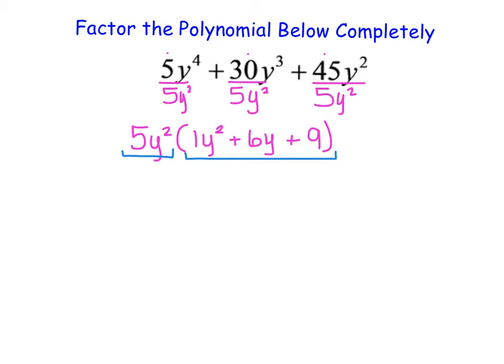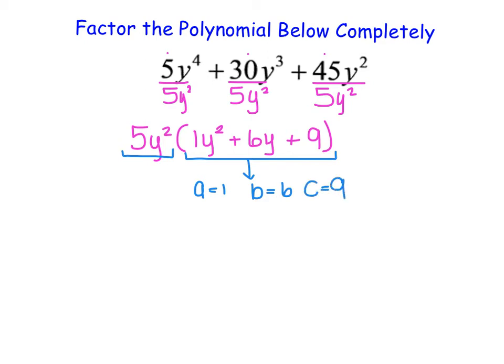Now, because this is a trinomial that contains a y squared, I want to see if I can factor this further. So I'm going to take a look at it, and I notice that I have a equals 1, b equals 6, and c is equal to 9.